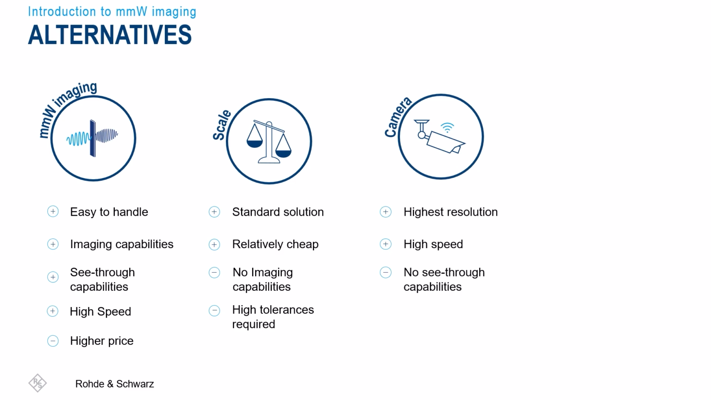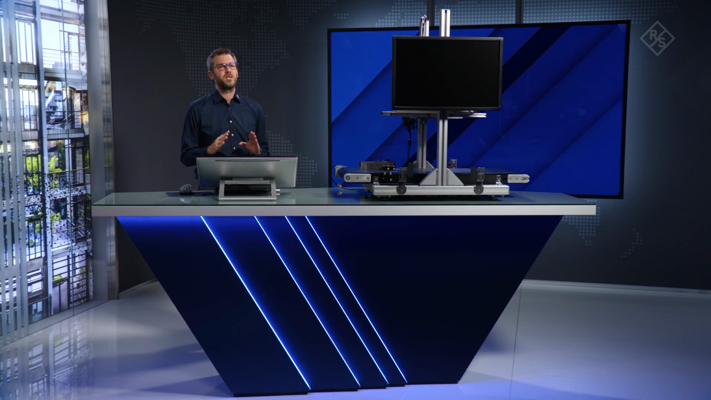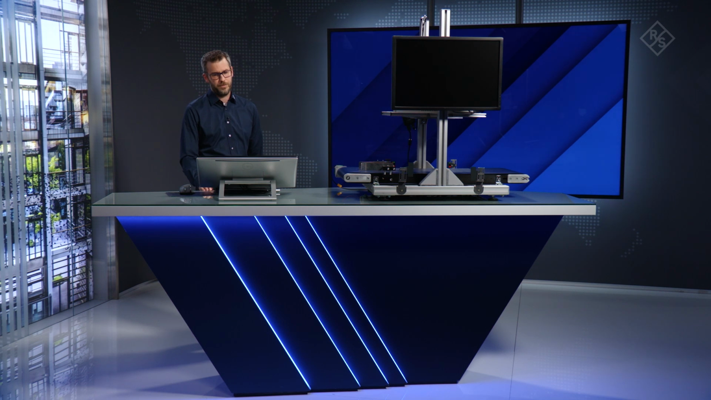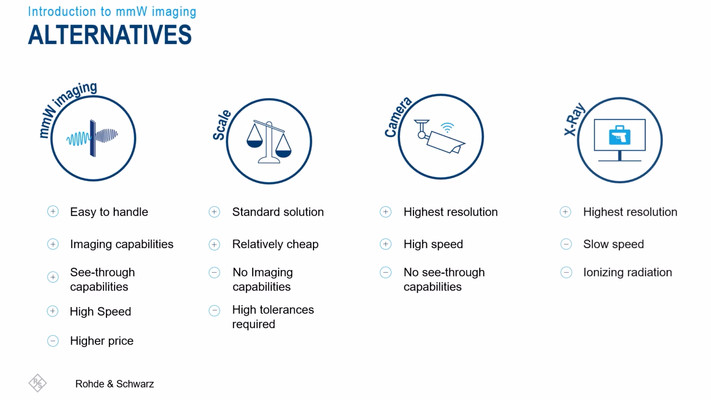With the camera, we have a very high resolution and we have a very high speed. Unfortunately, we have no see-through capabilities. So once the product is packed, there's absolutely no chance that we can have a look that the correct product is in the package. Last but not least, the alternative would be X-ray. X-ray is using ionizing radiation, so that means we have to be cautious because it's not safe for humans. There's always a little bit of trade-off, and depending on the application that you want to cover, there are different alternative solutions that you can use for the checking.